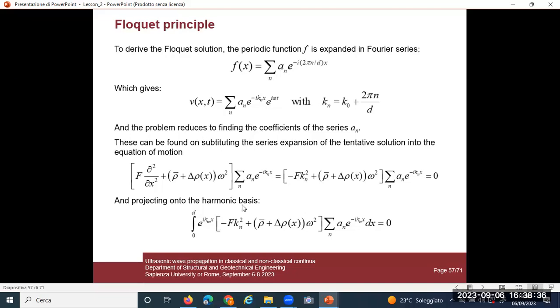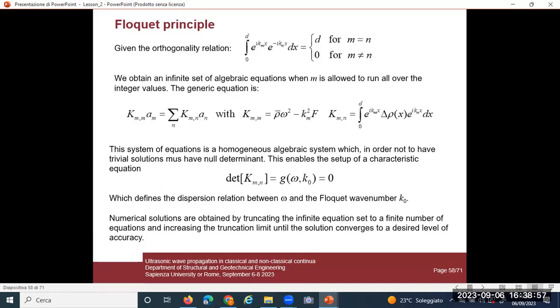And this can be found by substituting the series expansion in the tentative solution in the equation of motion and projecting onto the harmonic basis. You integrate over the size of the cell, and considering the fact that there is this orthogonality relationship, you obtain an infinite set of algebraic equations.